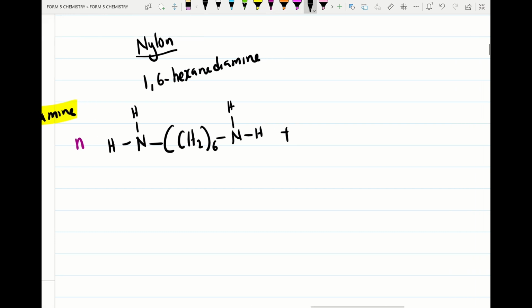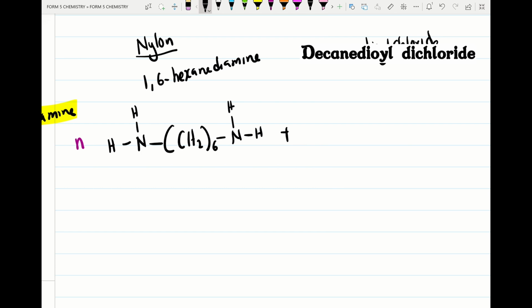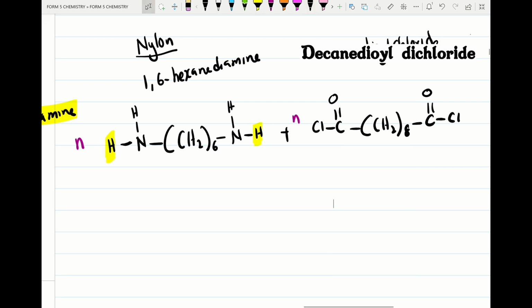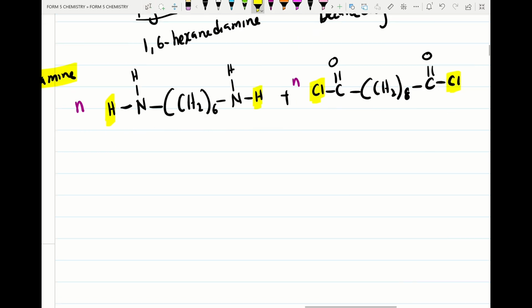Plus another monomer known as decanedioyl dichloride. So I try to draw the structural formula of decanedioyl dichloride, so CH2, I put here 8, C double bond O Cl. So here C double bond O Cl. Then I put the symbol of n here. So during the condensation polymerization, removal of small molecule will occur, where the hydrogen atom from 1,6 hexanediamine will be removed and the chloride atom from the decanedioyl dichloride will be removed. So we get the structural formula like this. So when we do the equation, we put here HCl.